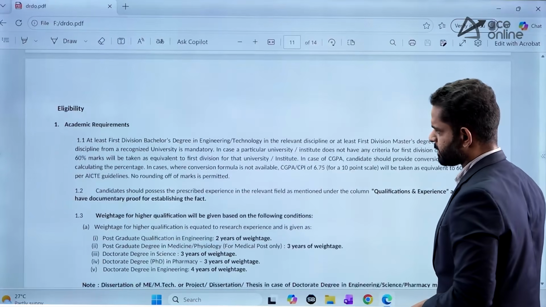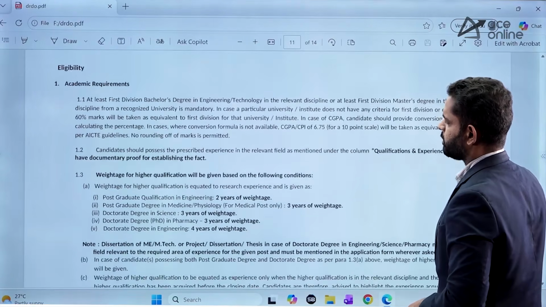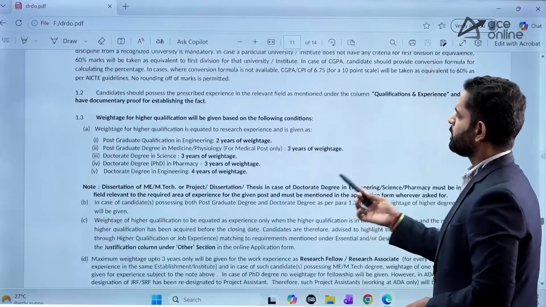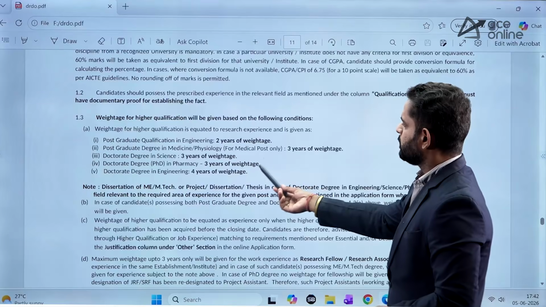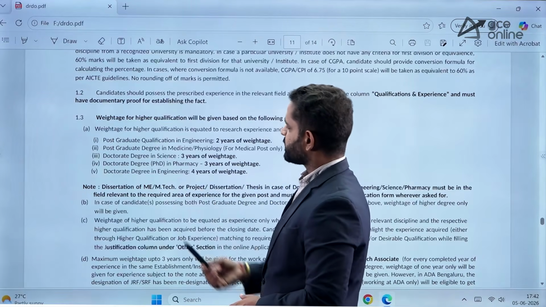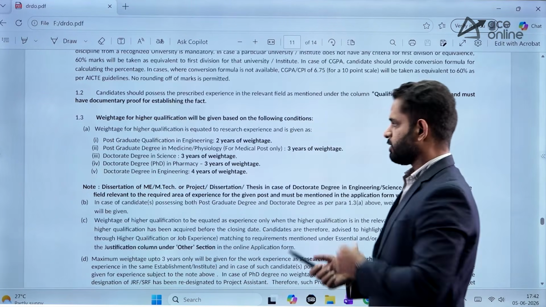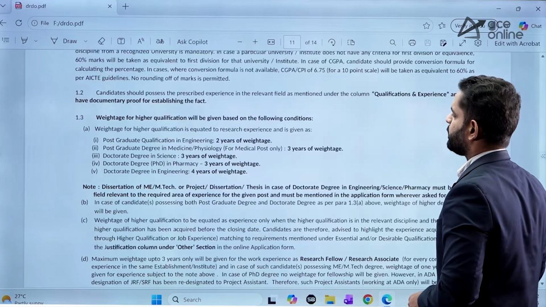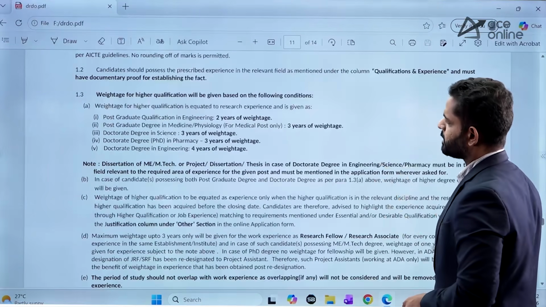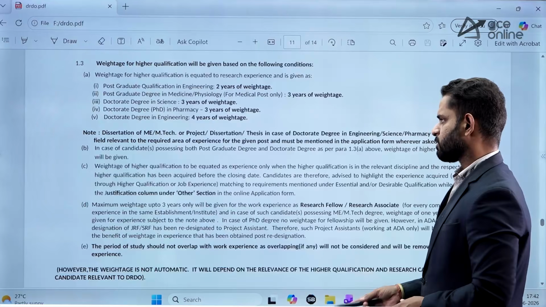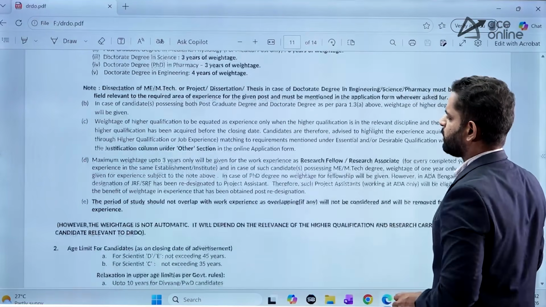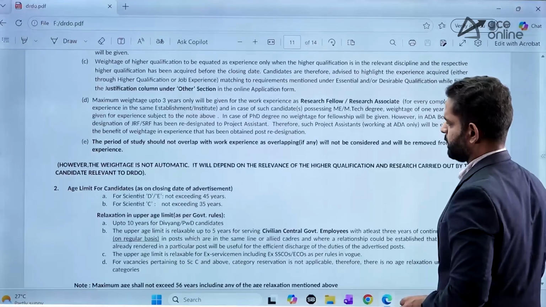Eligibility, here it is mentioned, academic requirements and weightage of higher qualification will be given based on the following condition. Here, 2 years weightage for graduate qualification in engineering, postgraduate degree in medicine or physiology 3 years of weightage, doctorate degree in engineering 4 years of weightage. So here all important weightage is also mentioned.